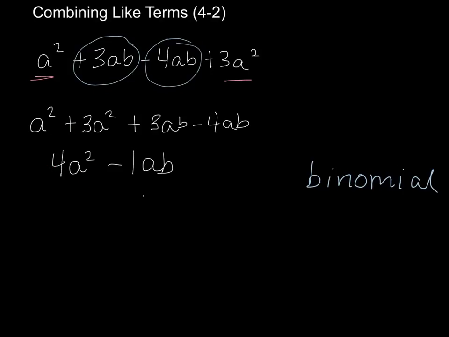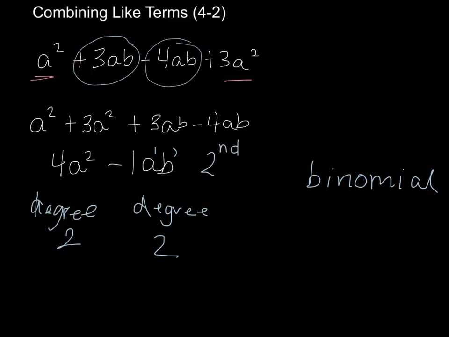This one has a degree of 2. There's a 2 on that exponent. And then this one here has a degree of 1 plus 1, also a 2. So what that makes this is a second degree binomial.